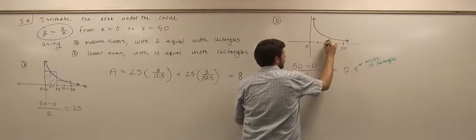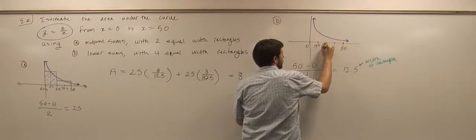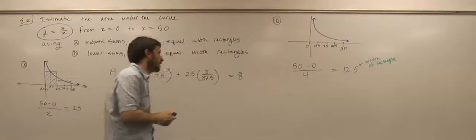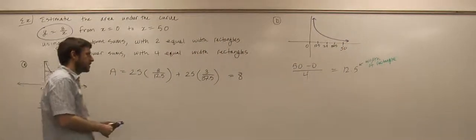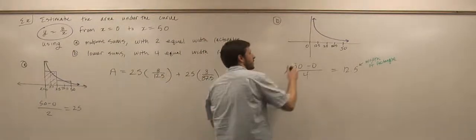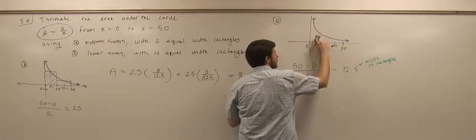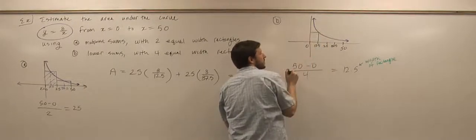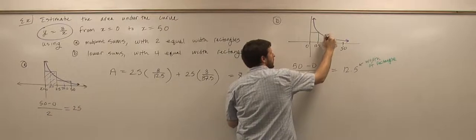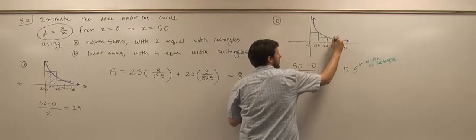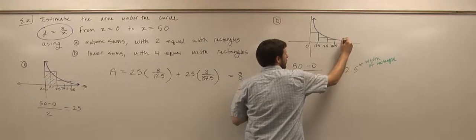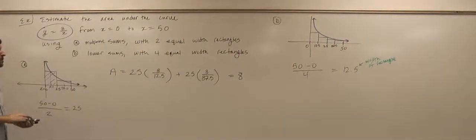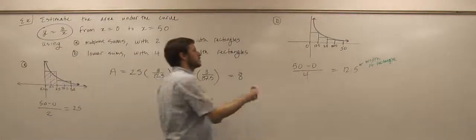12.5, 25, 37.5. And then to draw lower sums, I have to stay underneath the curve. So at 12.5 I go up, stay underneath the curve. At 25 I go up, stay underneath. So this is the area.